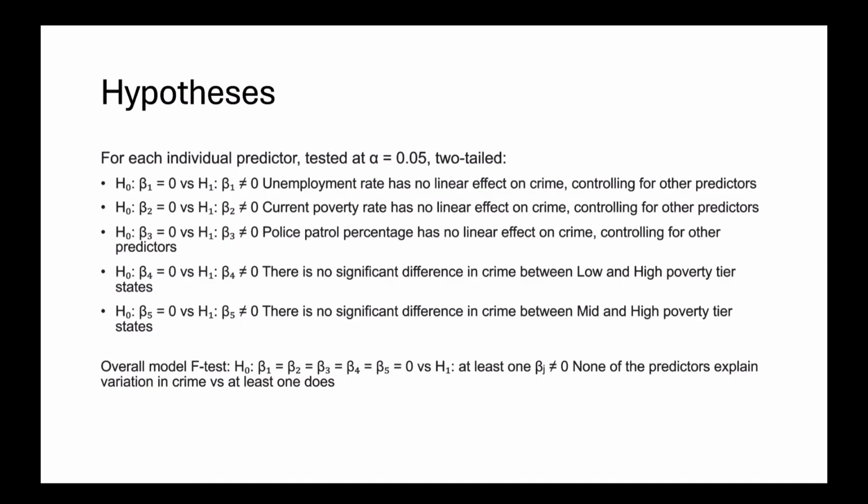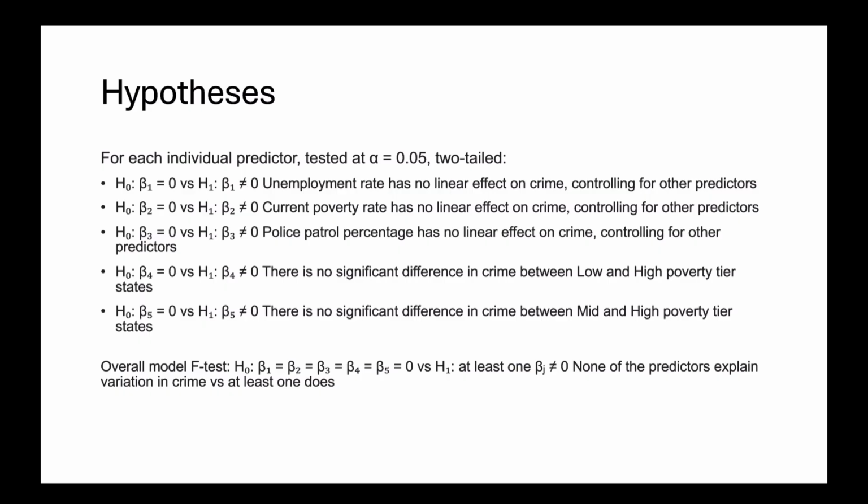Hello, my name is Aishani, and I'll be going over our hypotheses. For each individual predictor tested at alpha equals 0.05 two-tailed, our null hypothesis for beta 1 is beta 1 equals 0, and unemployment rate has no linear effect on crime, versus our alternative hypothesis where beta 1 does not equal 0, controlling for other predictors.